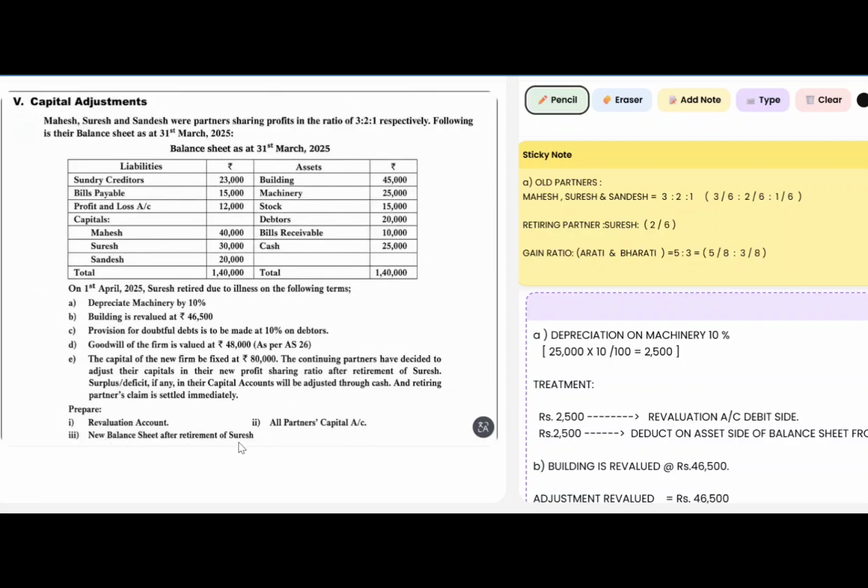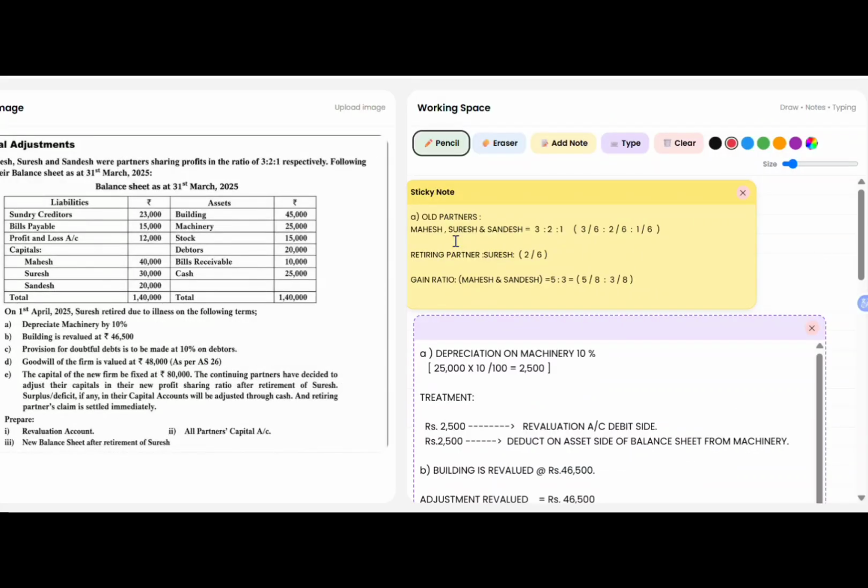So we have to prepare revaluation account, all the partners' capital accounts, and the new balance sheet after retirement. So now let us see how to treat all the adjustments, and let's put down what are the ratios given here in the question. The old partners, Mahesh, Suresh, and Sandesh, share the profits in the ratio of 3:2:1. And the ratio can be written as 3/6, 2/6, and 1/6. In this, Suresh, the second partner, is retiring.